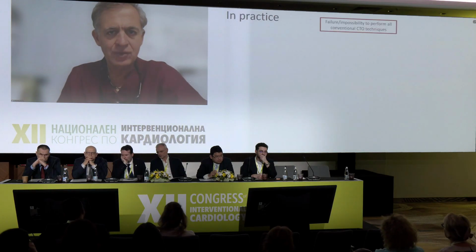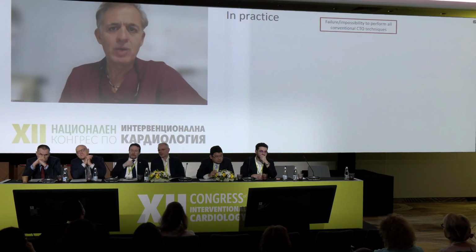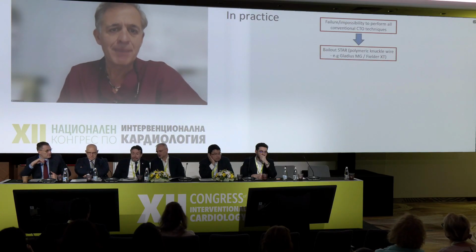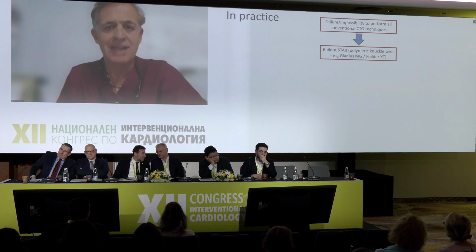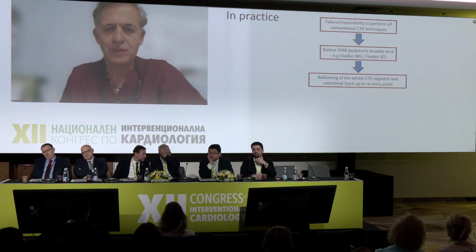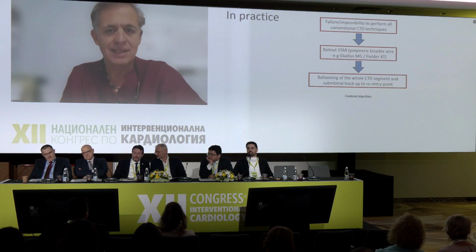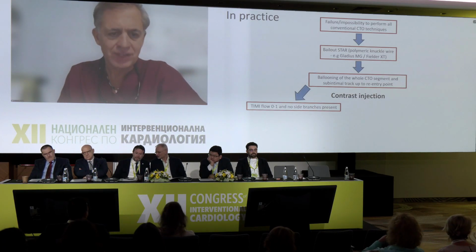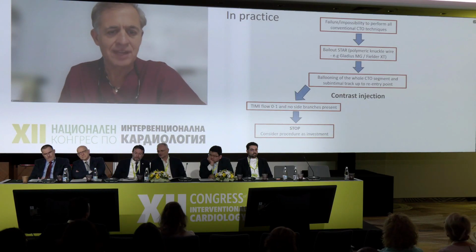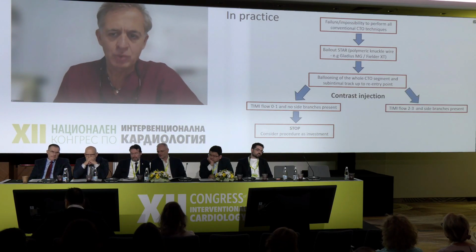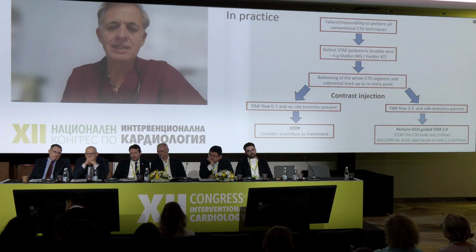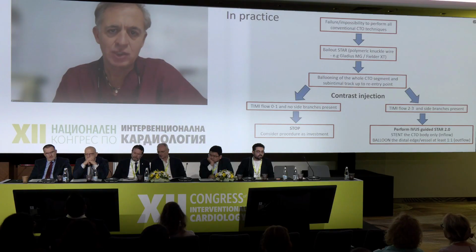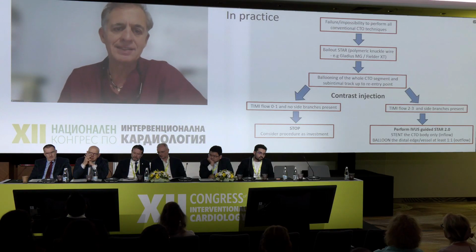So to conclude, in practice, when you have a failure to perform all the conventional CTO techniques, and you are performing a bailout STAR with the polymeric knuckle wire, and you can choose a Gladius or Filder XT, you balloon all the segments, and you have, with injection, TIMI 0, 1 flow, no side branch, you need to stop. So this is an investment. If you have a good flow, TIMI 2, TIMI 3, and you have a good side branch, then you can perform IVUS-guided STAR 2.0. I mean, stenting only the CTO body and then ballooning distal to the stent.